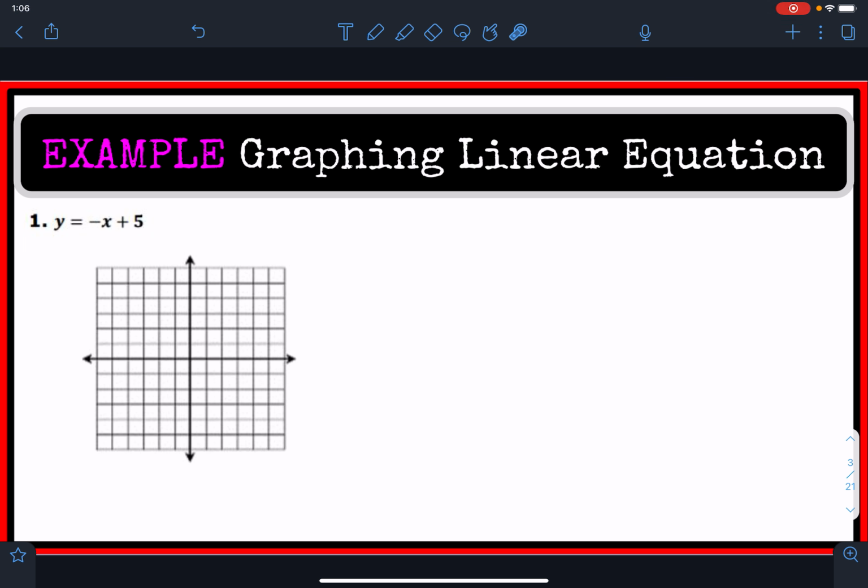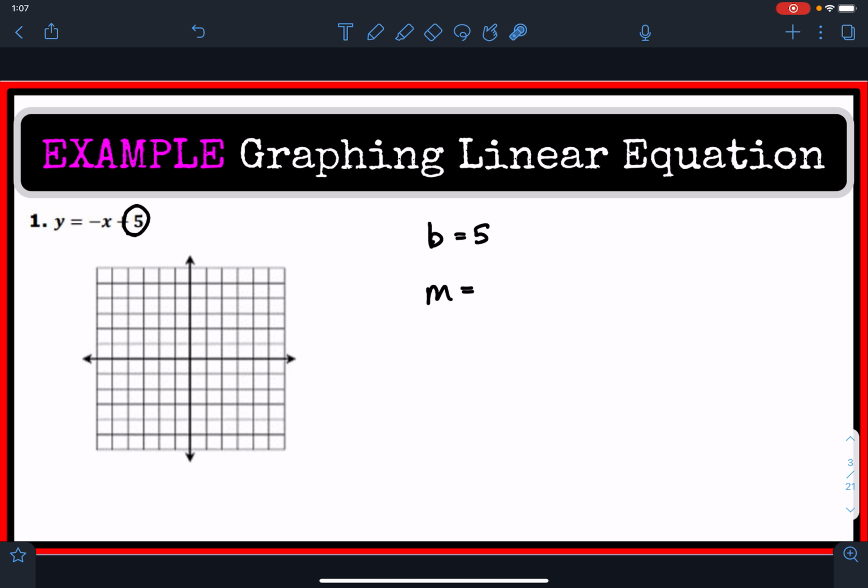On this first example, the first thing I need to do is identify those two values: what the y-intercept is, and then what the slope of the line is. So the y-intercept is going to be this constant right here, which is located at 5. A very easy way of identifying the y-intercept, let me write it as b is equal to 5, is by replacing the x value with 0.